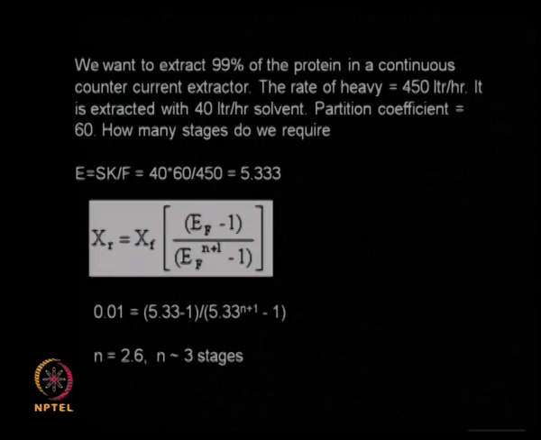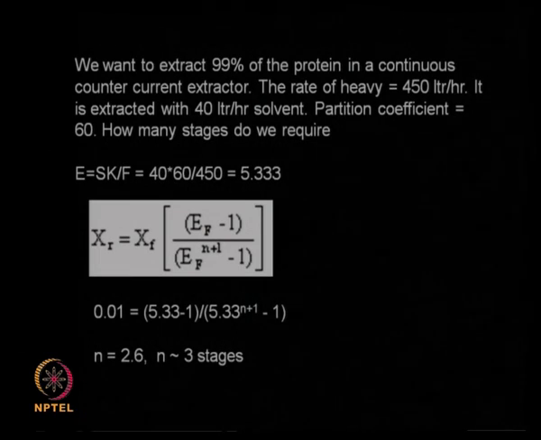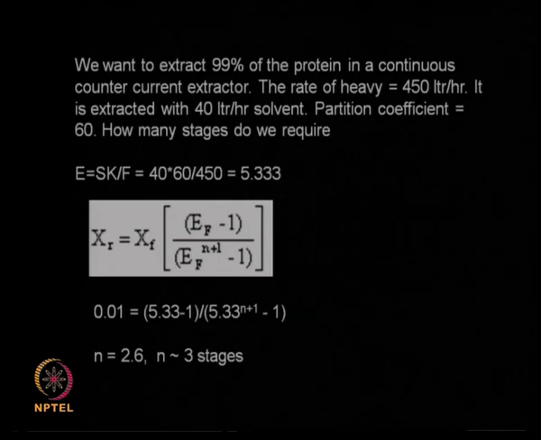So the most important condition or the assumption here is that the streams that are leaving each stage are in equilibrium. That is a very important assumption in all these types of design calculations actually. So with 3 stages I will be able to extract 99%, and the main advantage of the continuous flow system is that the extraction can be performed in a continuous fashion.